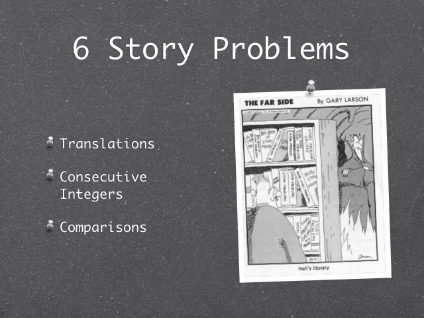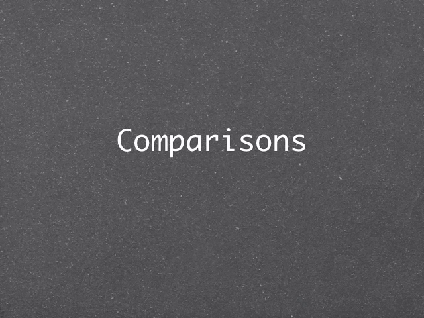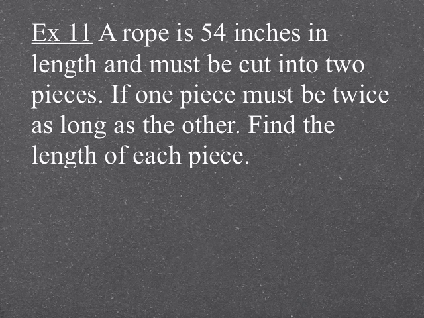Okay, the last type of story problem we will do today are comparisons. For comparisons, we're just comparing one thing to another. For example, a rope is 54 inches in length and it must be cut into two pieces. If one piece must be twice as long as the other, find the length of each piece.